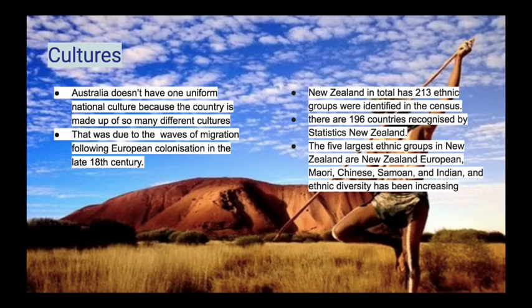For the cultures, Australia doesn't really have a single culture because they're really diverse. So they don't really have a uniform national culture because the country is made up of so many different cultures. That was due to waves of migration following European colonization in the late century.